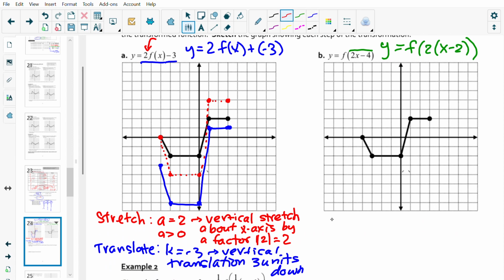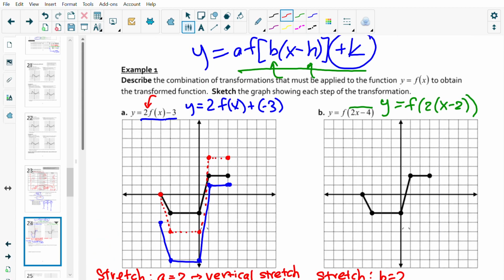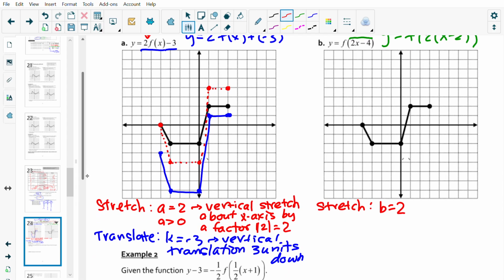All right. Let's start looking at what we got here. Any stretches? So we're going to do SRT, stretches first. Any stretches? Oh, I have a b value equal to 2. Okay, but we know for b value, the 2 is not the factor. Right? So here's our b value. Okay, b value. Remember the factor of the stretch is 1 over the absolute value of 2. And so the factor is 1/2.